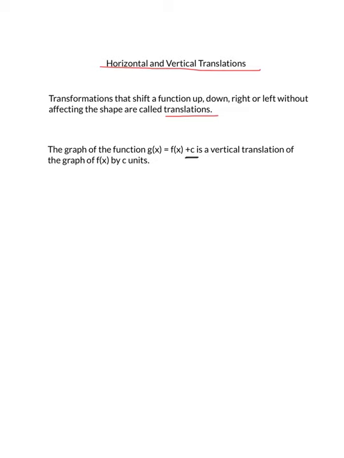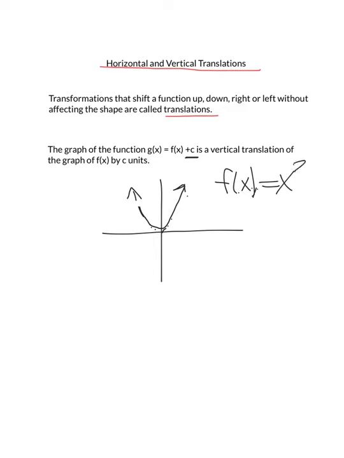So this plus c is what's most important right now. For these examples, I'm just going to be using our base function x squared, or parabola. I think that's just easiest for you to visually see what's happening as we go along. So I have my f of x is equal to x squared.